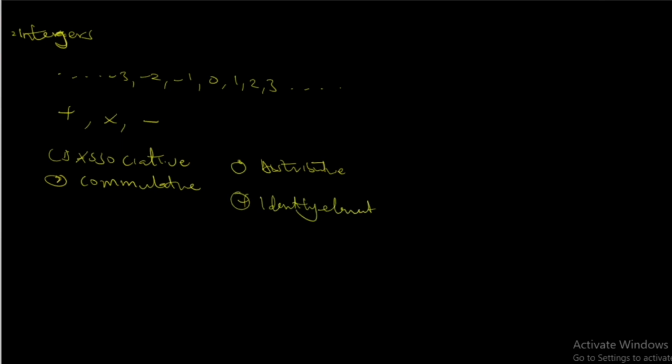And in that case, let's prove it, which is a + 0 is equal to 0 + a, which is equal to a. And also we have another one, which is a × 1 is equal to what? 1 × a, which is all equal to what? a. So this is the identity element and the properties of integers.